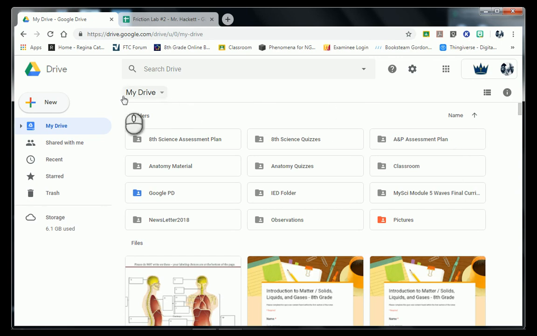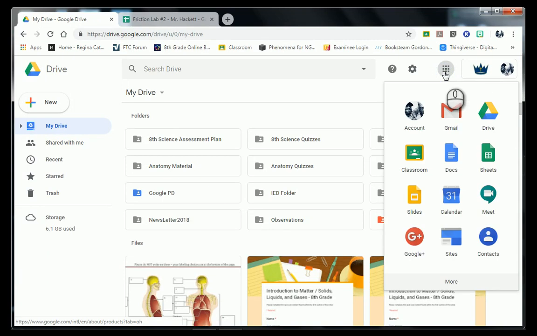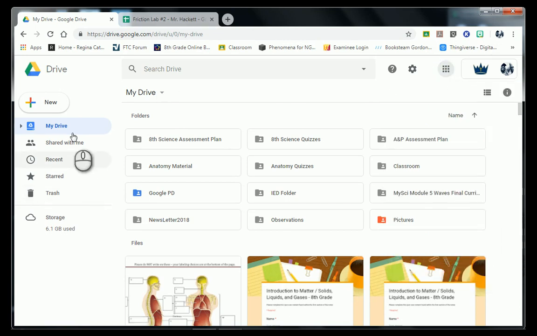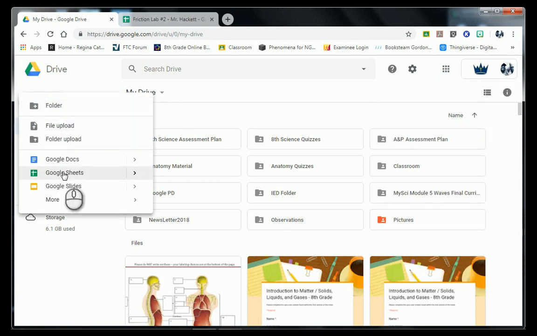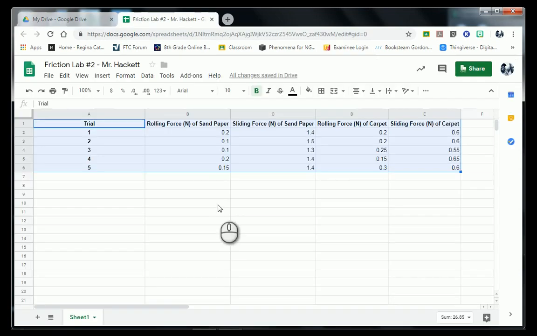The first thing that I'm going to talk about is the fact that you need to go into your Google Drive, click on the three by three squares, and click Google Drive. It should load this page right here. Click New, go to Google Sheets, and you will load a sheet that looks like this. First things first, title this at the top Friction Lab number 2 with your name.